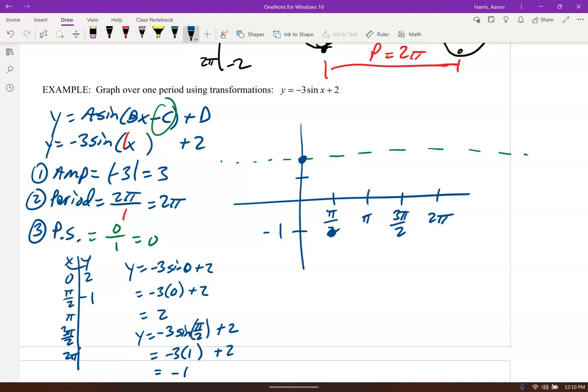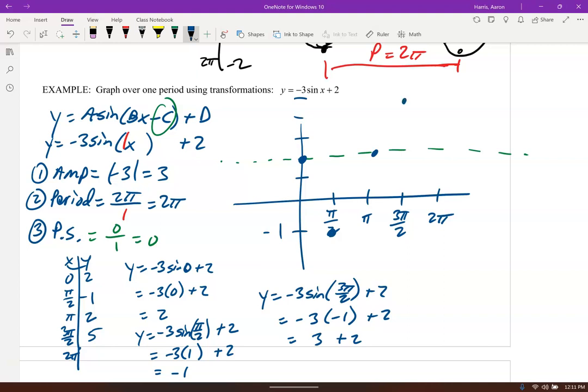Now I'm going to plug in pi. I know the sine of pi is 0. 0 times negative 3 is 0, and 0 plus 2 is 2. So pi comma 2, so back to that midline. Now I plug in 3 pi halves. I know the sine of 3 pi halves is negative 1. Negative 3 times negative 1 is 3. 3 plus 2 is 5. So I got 3 pi halves, 5. And then I'm going to plug in 2 pi, and it'll give me 2. The sine of 2 pi is 0.